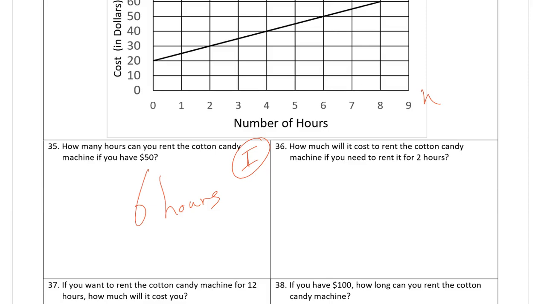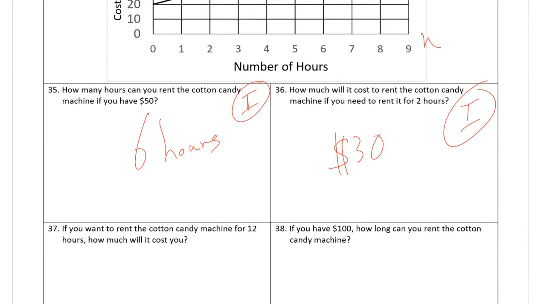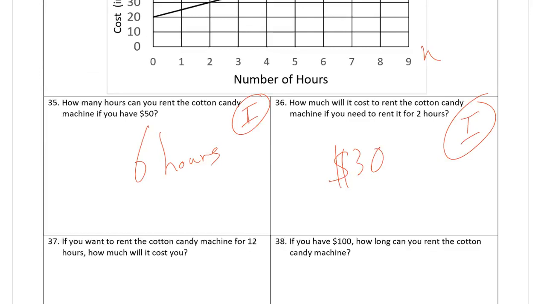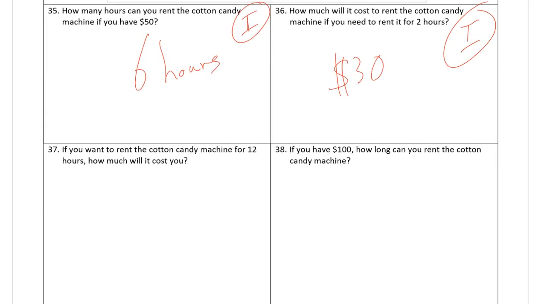How much money will I need if I want to rent it for 2? So 2 is my hours here. If I go up, it looks like I'll need about $30. And again, since we found it on the graph, we're dealing with interpolation. If you want to rent it for 12 hours, well, 12, that's not on here. So since it's not on there, I know I'm dealing with extrapolation.